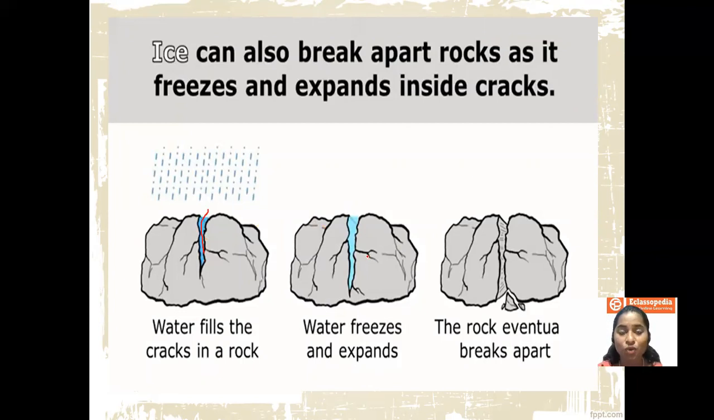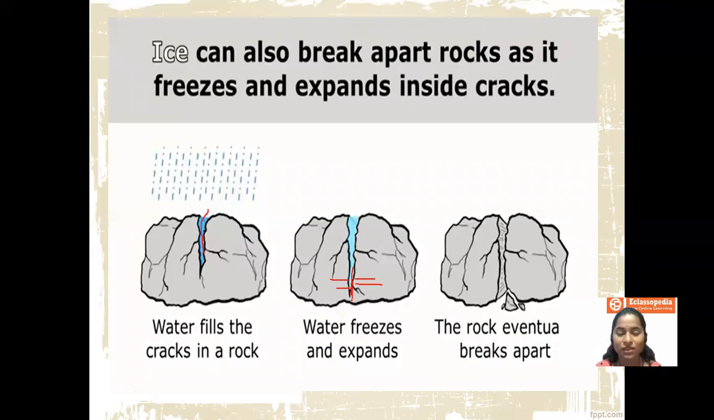Once it converts into ice, it takes extra volume compared to the water. It takes an extra 9% of volume when compared to the liquid form of water. When the ice expands, it makes the crack bigger. It creates some pressure on both sides and makes the crack bigger.